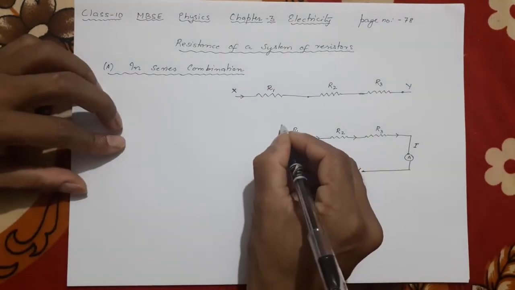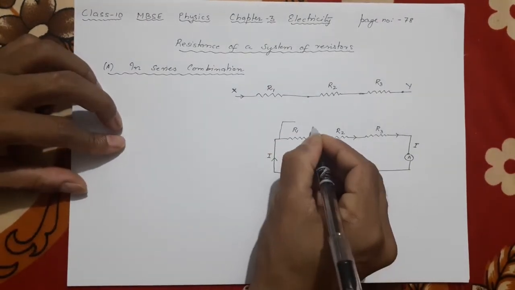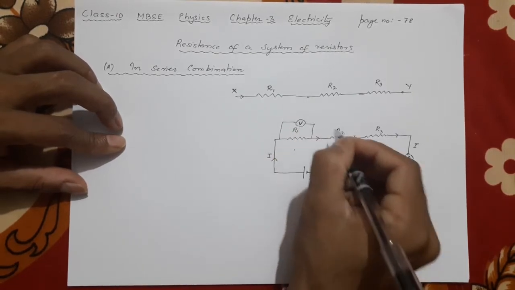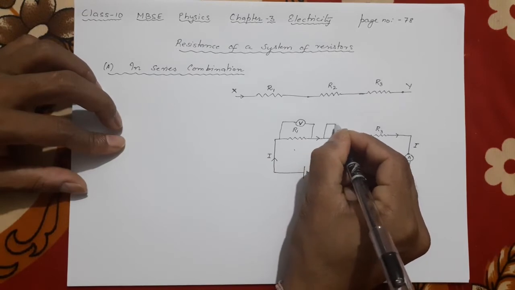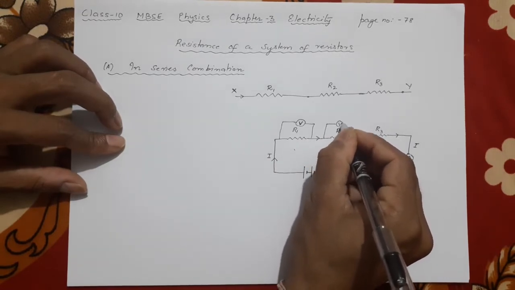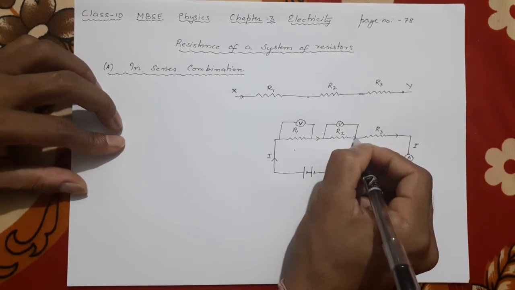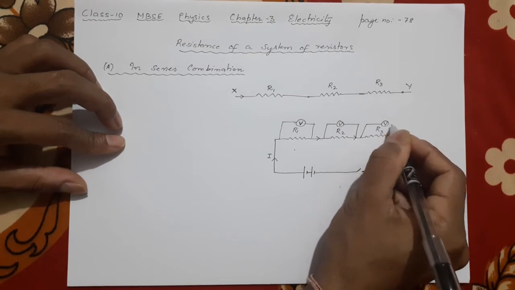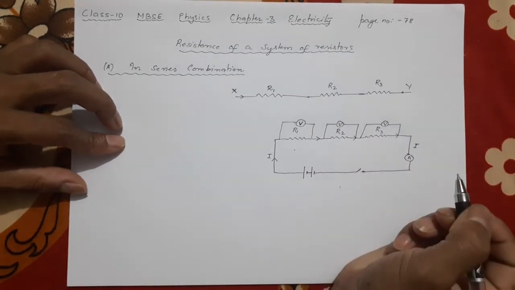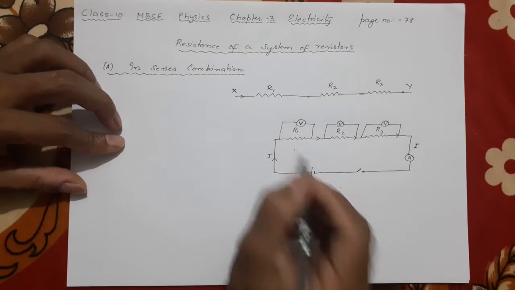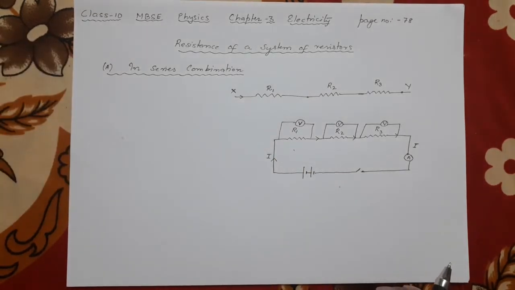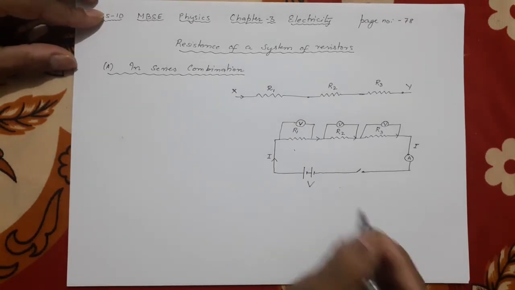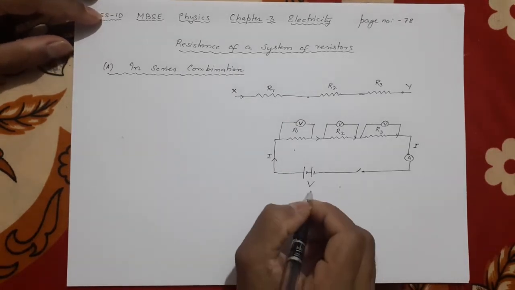Now here I want to measure the potential difference, so I connect one voltmeter. Similarly here I want to measure the potential difference, so I connect another voltmeter. Remember, I will connect one voltmeter here. This exact diagram is given in your textbook also. So this is how we want to connect it and see what is going to happen. This is the total EMF of the source. EMF means the voltage, the full voltage.